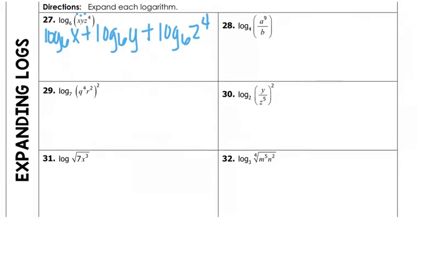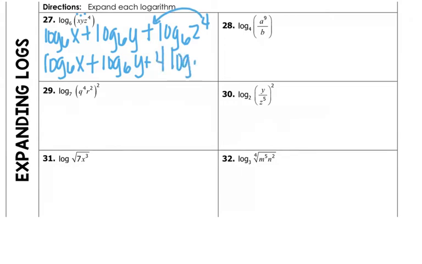The only thing here we have to expand further is taking this exponent and moving it to the front. So we rewrite everything here, log base 6 of x plus log base 6 of y plus, and here is where we change it up. We move this exponent to the front, plus 4 log base 6 of z. And so that is going to be your final answer.